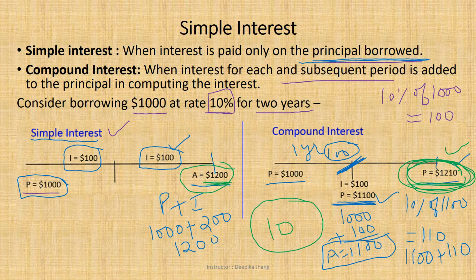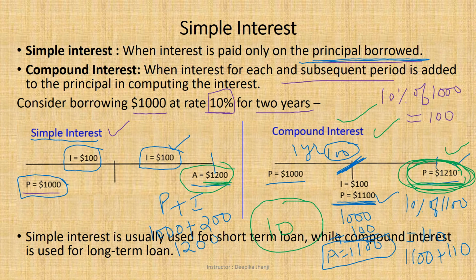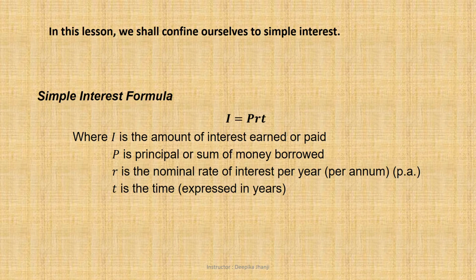Compound interest is just like COVID-19. Coronavirus spreads with each contact, and compound interest increases with each compounding period. To stay away from coronavirus, wash your hands frequently, and to stay away from compound interest, pay your bills. In this lesson, we shall confine ourselves to simple interest.